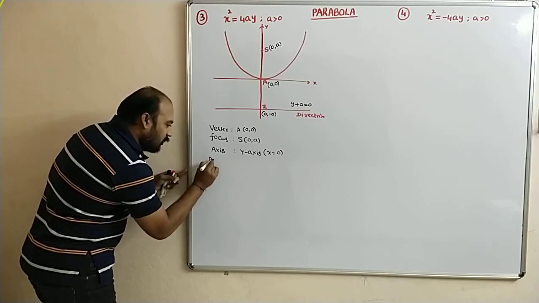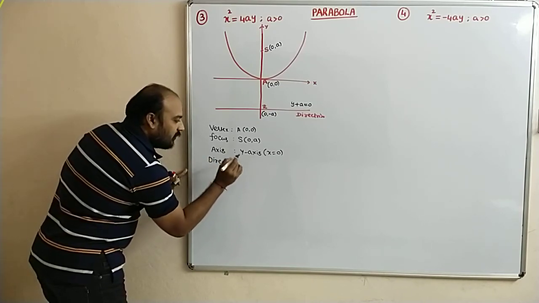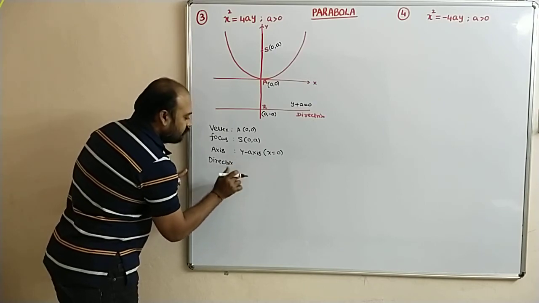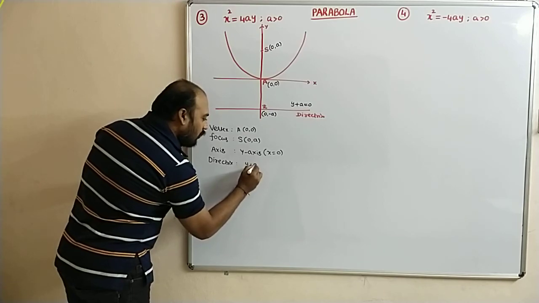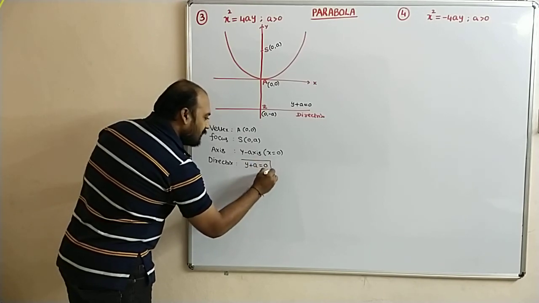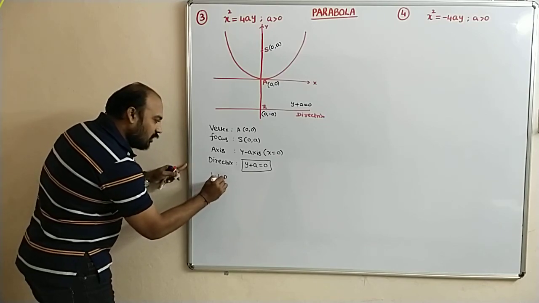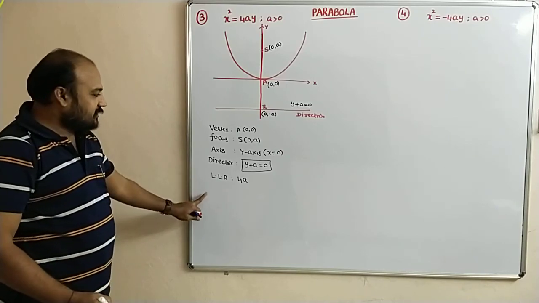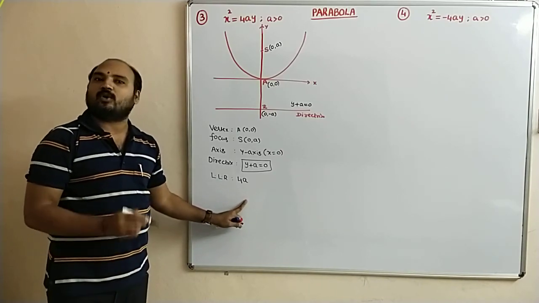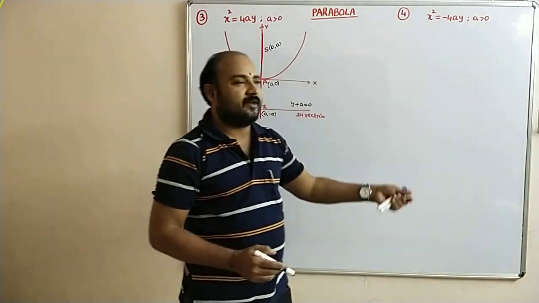Next, directrix equation. The equation of directrix is y plus a equal to 0. Y plus a. And length of latus rectum, LLR, is equal to 4a. For any type of parabola, the length of latus rectum will be the same. It is equal to 4a. Come to the next one.